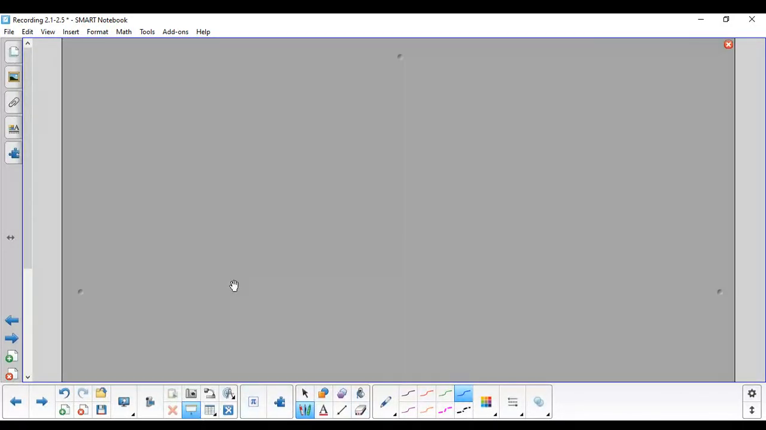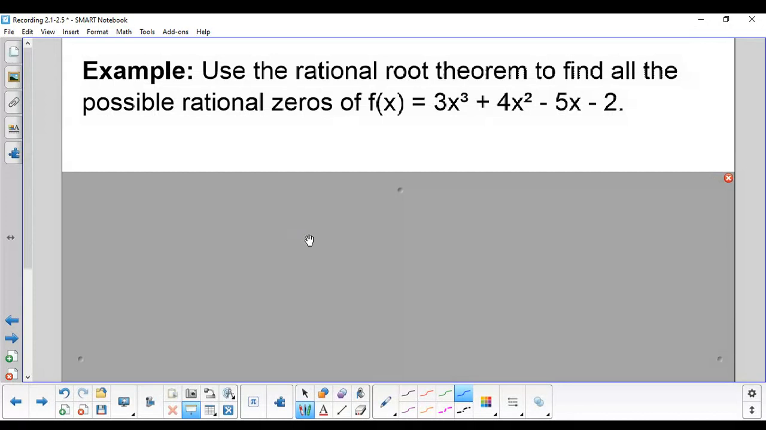So to begin, we are going to identify all the possible rational zeros that exist using the rational root theorem. So as I look at this, I first check it's in standard form. So p is the last number and q is the leading coefficient. So if I'm looking at p divided by q, I would be looking at the factors of 2. So 1 and 2, 1 times 2 is 2. And the factors of q are 1 and 3.